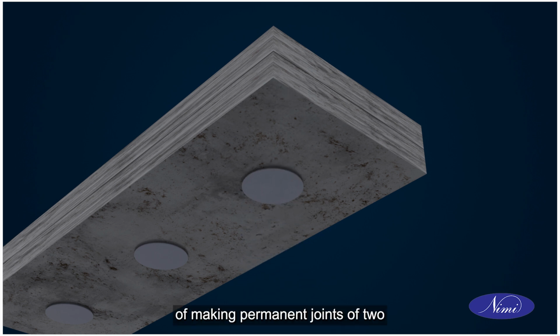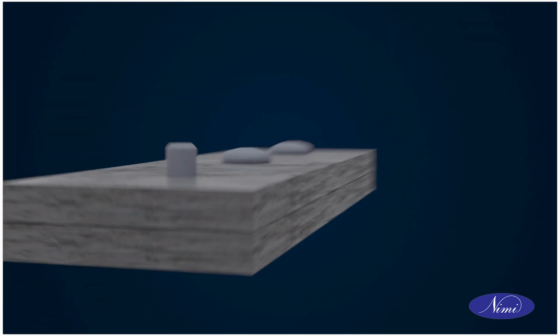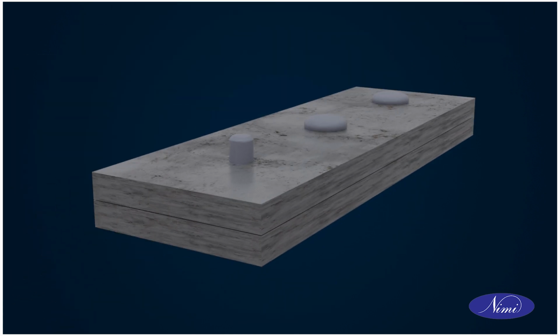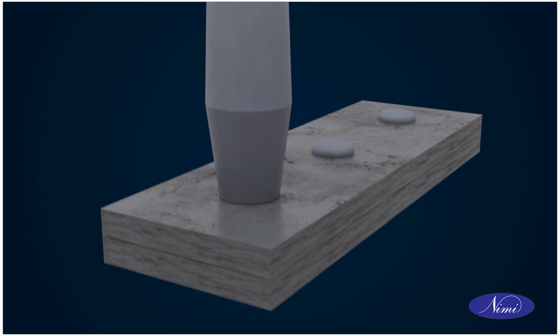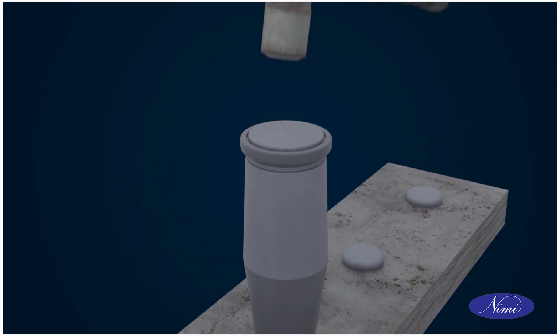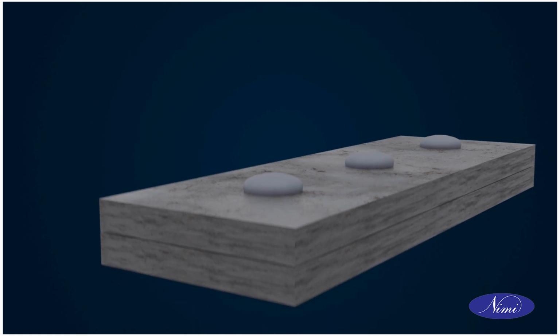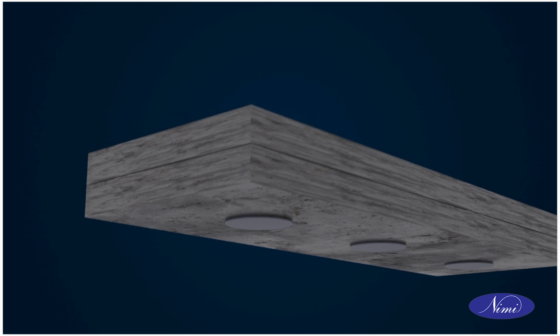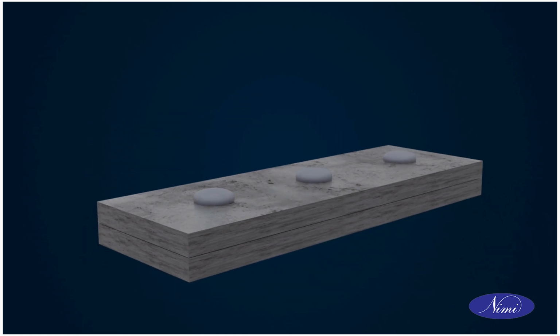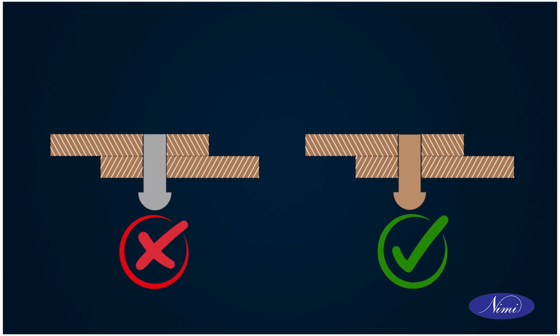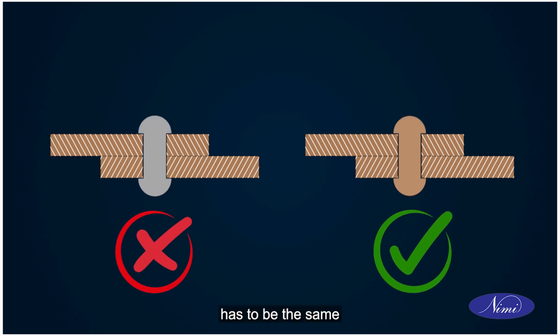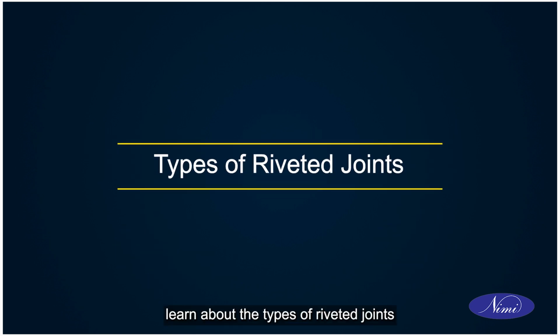Riveting is the method of making permanent joints of two or more metal sheets. The material of the rivets and the sheets to be joined has to be the same. Let us now learn about the types of riveted joints.